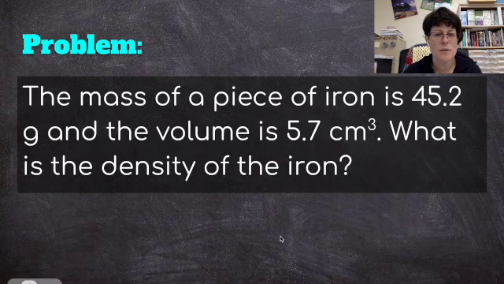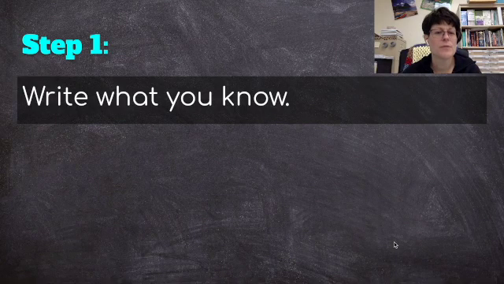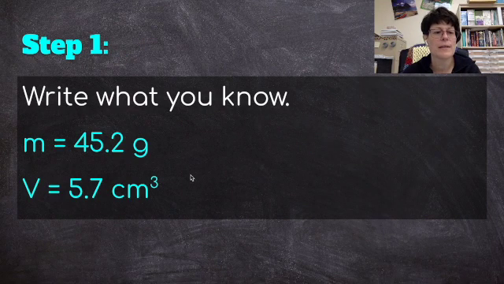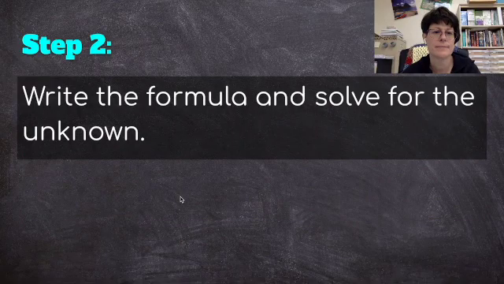So let's take a look at this problem. The mass of a piece of iron is 45.2 grams and the volume is 5.7 cubic centimeters. What is the density of the iron? So our first step is to write what you know. In the problem, we know that the mass is 45.2 grams and the volume is 5.7 cubic centimeters. So we're going to write that down. M equals 45.2 grams, V equals 5.7 cubic centimeters.